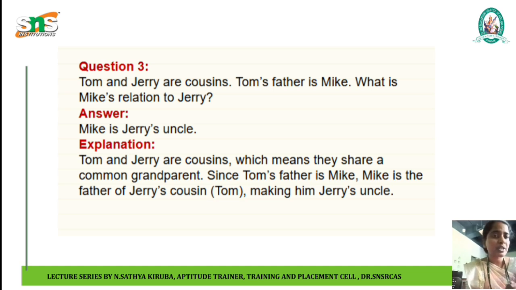Tom and Jerry are cousins, which means they share a common grandparent. Since Tom's father is Mike, Mike is the father of Jerry's cousin. So obviously Mike is Jerry's uncle. You should understand that when you draw the flowchart, you can answer this type of question very easily. So always use the notations and symbols correctly so that you will be marking the generations rightly.